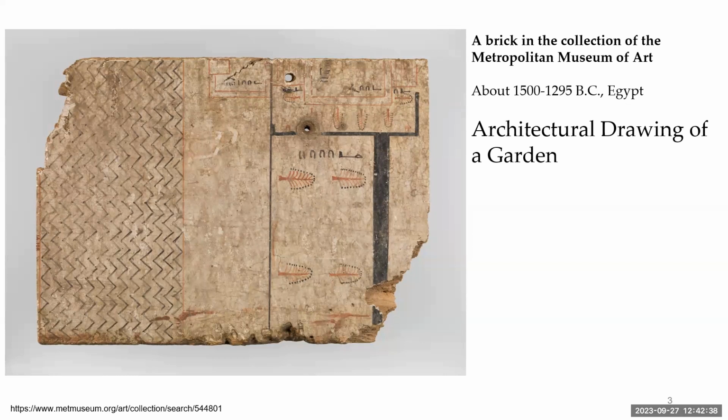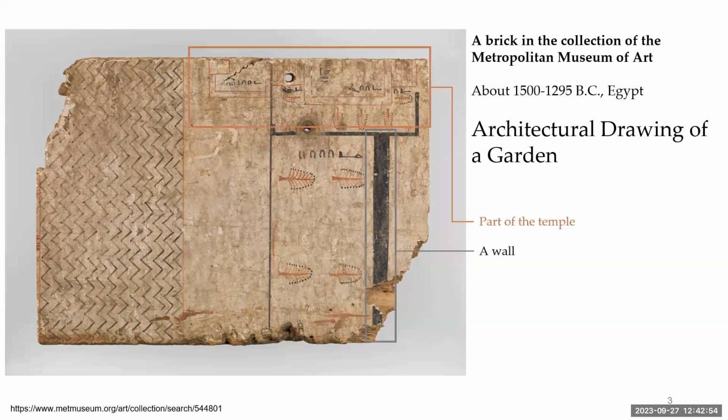This brick actually was created around 3,500 years ago in ancient Egypt. Currently, it's collected by the Metropolitan Museum of Art in New York. This brick contains the architecture drawing of a garden. As you can see, the upper part, the red lines, is part of the temple, and the black solid line is a wall. The notation we should read from right to left hand side. The semicircle stands for 10 and the straight line stands for 1. In total, it means 32 cubits.